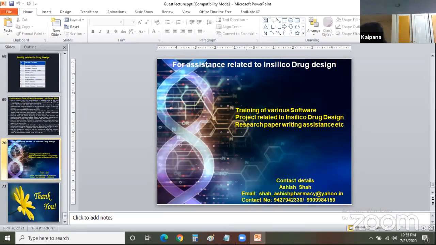Then we have de novo drug design, and if the protein structure is known, then we can go for fragment based design. Then he also told about ligand based drug design, wherein we now have QSAR. He told about how QSAR is performed.